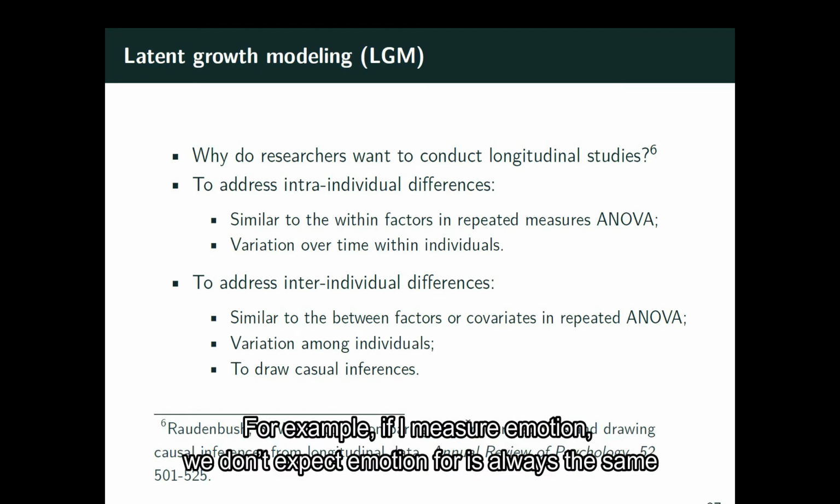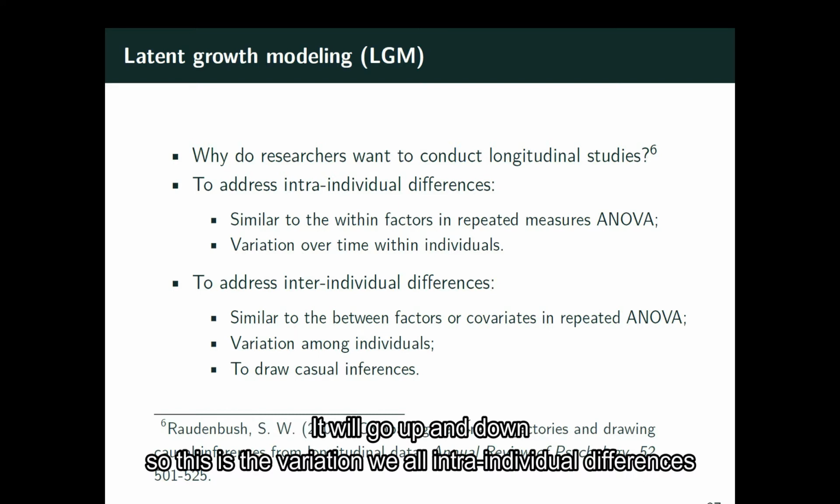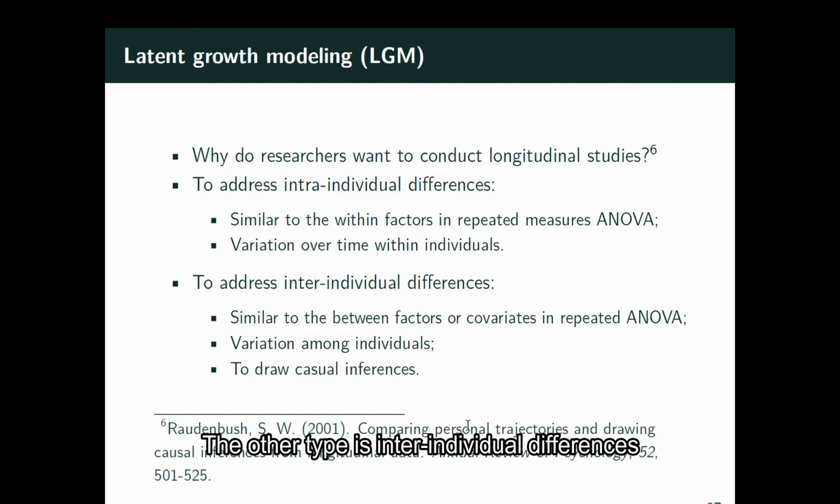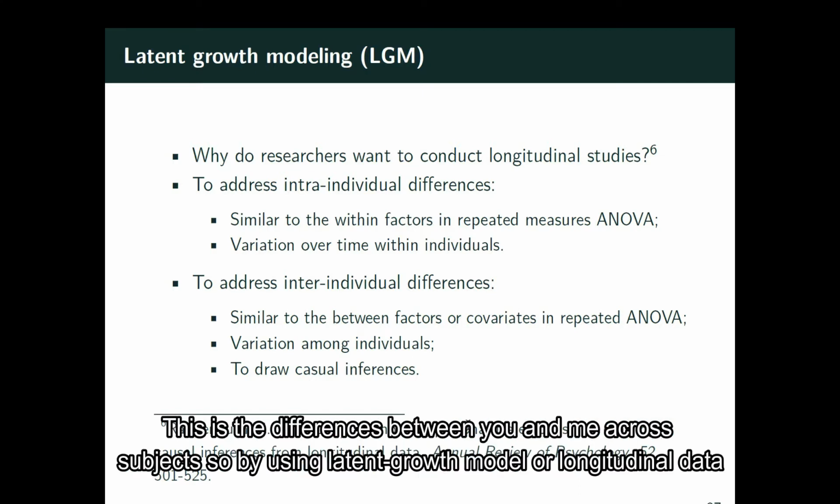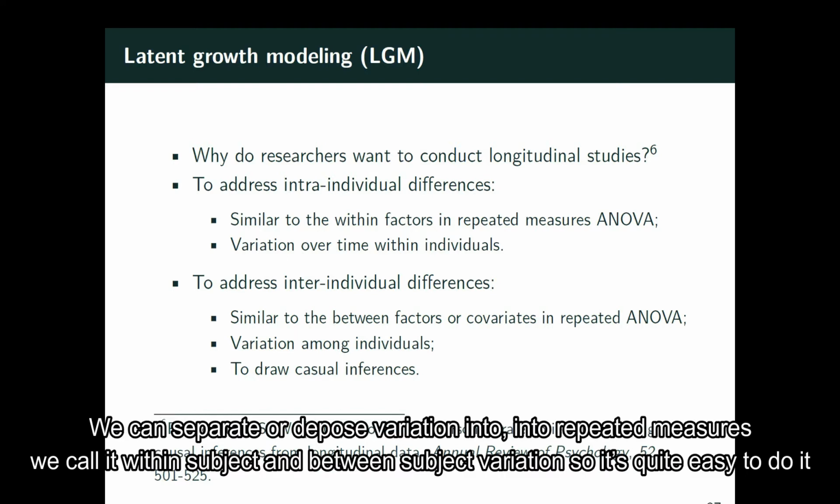For example, if we are measuring emotion, we don't expect emotion to always be the same. It goes up and down. So this is the variation. We call it intra-individual differences. The other type is inter-individual differences. This is the differences between you and me, across subjects. So by using latent growth models for longitudinal data, we can decompose the variation in repeated measures. We call it within-subject and between-subject variation. So it's quite easy to do.